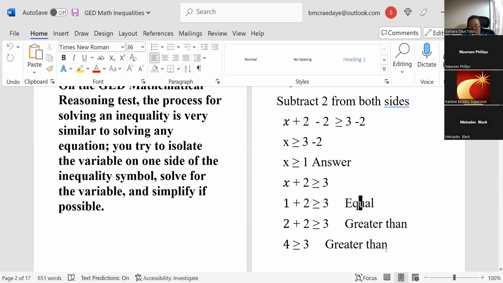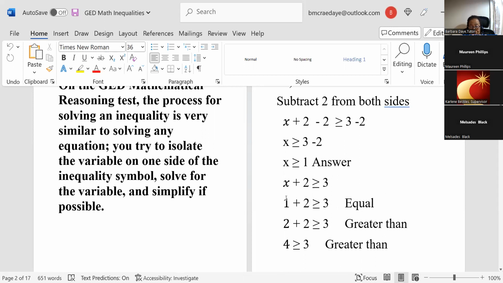4 is greater than 3. 3 is equal to 3. So the answer we got satisfies both the equal and the greater than, because we say greater than or equal. Okay, so it's a choice. Yeah, it's greater than or equal. So the answer satisfies a greater than or an equal.